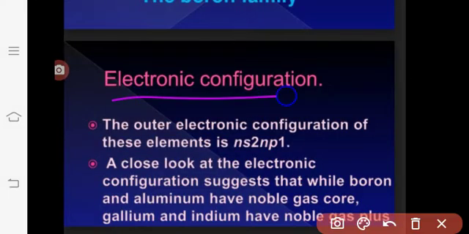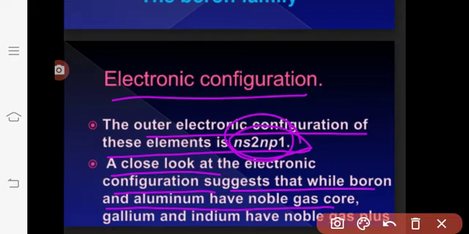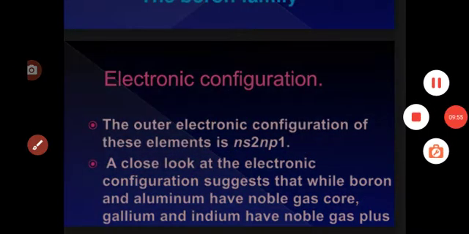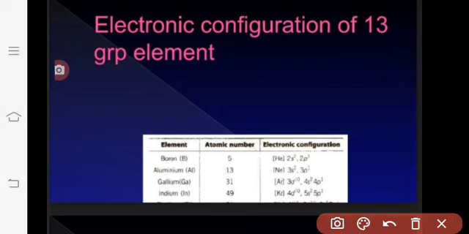This is the outer electronic configuration of these elements, that is ns2np1. So 3 electrons are present in the valence shell. A close look at the electronic configuration suggests that while boron and aluminium have a noble gas core, gallium and indium have noble gas plus. Now the electronic configuration of group 13 elements.